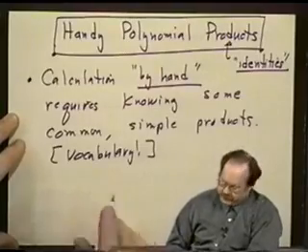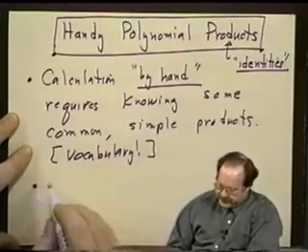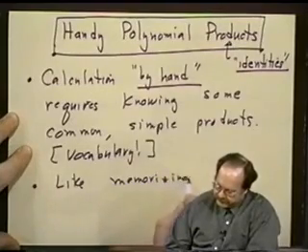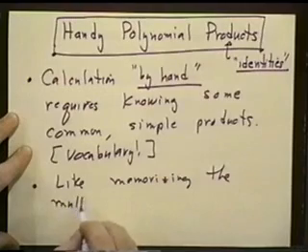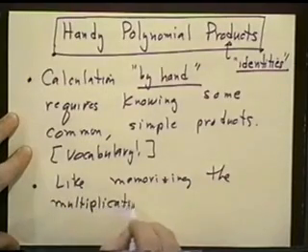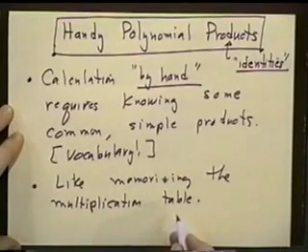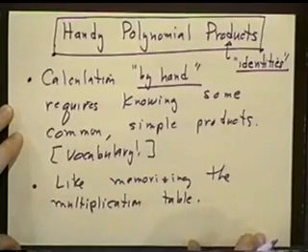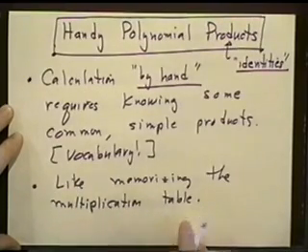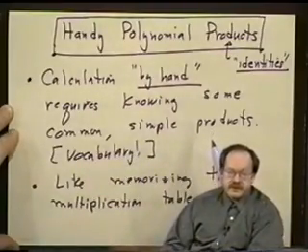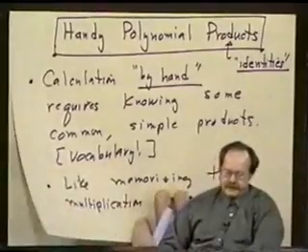Now, why would you want to know that? Well, just let me remind you what this is like. This is like memorizing the multiplication tables. Remember doing that back in elementary school? And why did you do that? Well, in order to be able to calculate without having to look things up all the time, you need to know a certain number of multiplications. And the same thing goes now with polynomials. If you know some common simple products, you'll be more efficient in what you do. So, let's go ahead and start looking at a few of these.